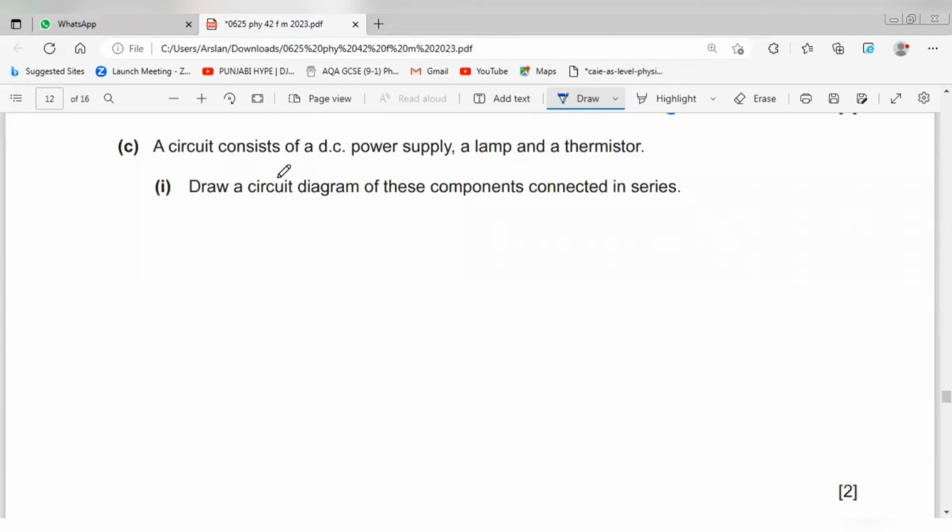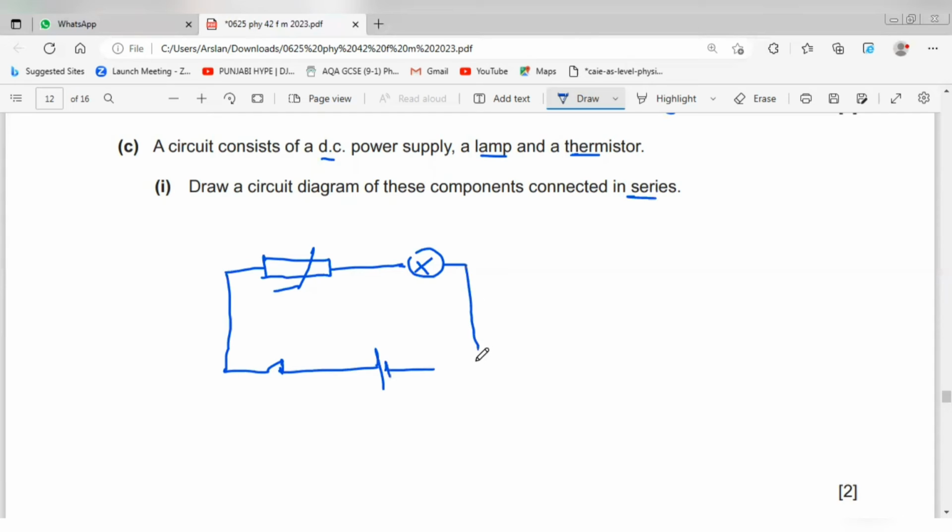The C part: a circuit consists of a DC power supply, a lamp, and a thermistor. Draw a circuit. These components are connected in series. So for series, you will write in a line. Here is the symbol of the thermistor, and here is the symbol of the lamp. They are connected in series. Make a switch in the circuit. Make sure this is not a component. This is part of the circuit. So here is the cell or battery, this is positive, negative. This is the lamp. This is the thermistor. So here is the answer.